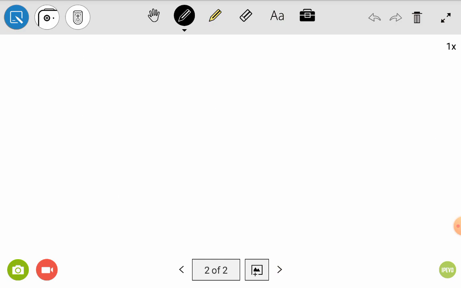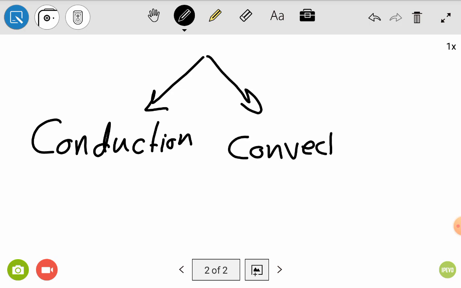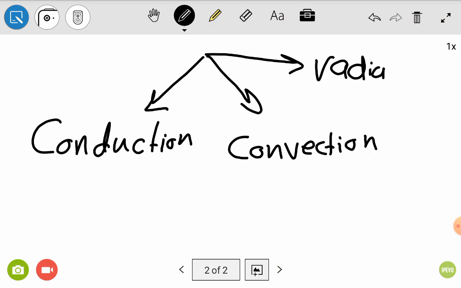Okay, the first thing we need to know, there are three main ways or three methods to transfer the energy. Method number 1, conduction. Method number 2, convection. Method number 3, radiation. Those are the three main methods to transfer the energy.